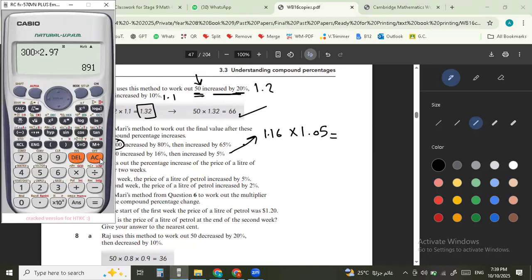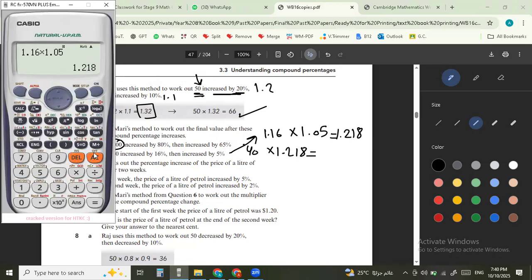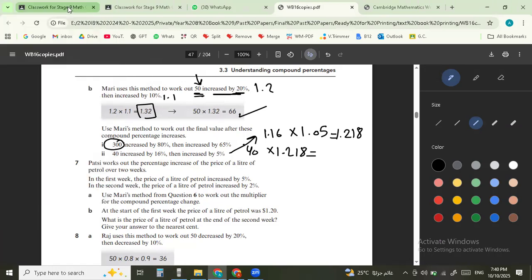The compound multiplier over here is 1.16 times 1.05 equals 1.218. Then I'm going to take the 40 and multiply by the compound multiplier, 1.218. 40 times 1.218 equals 48.72.